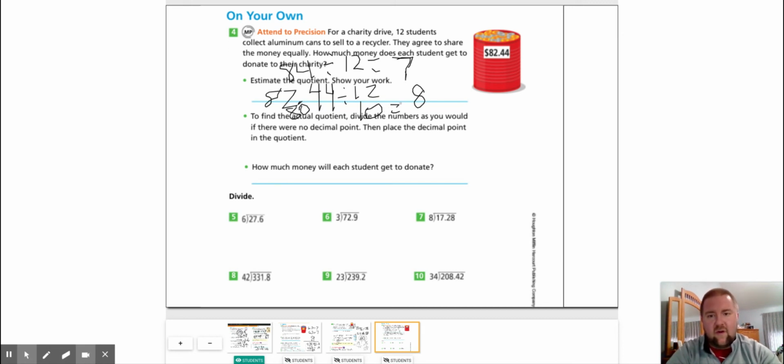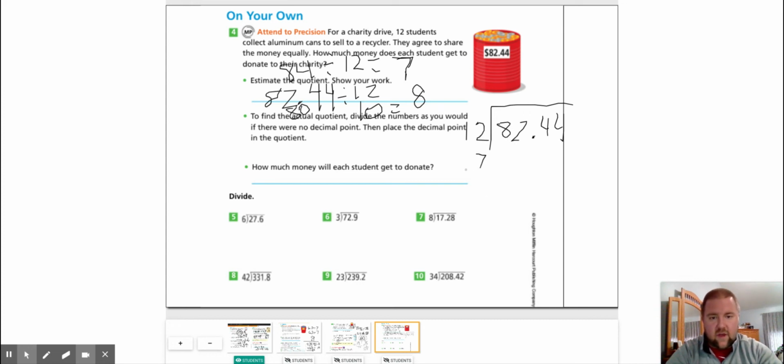So now we have our estimate here to solve the actual problem. I'm going to set it up like our long division problems that we've been doing. So $82.44. And I'm going to divide that by the 12. Well, depending on what your estimate was, 7 or 8, you could pick either one of these. I would prefer to start with the 7 because I like starting with lower numbers.